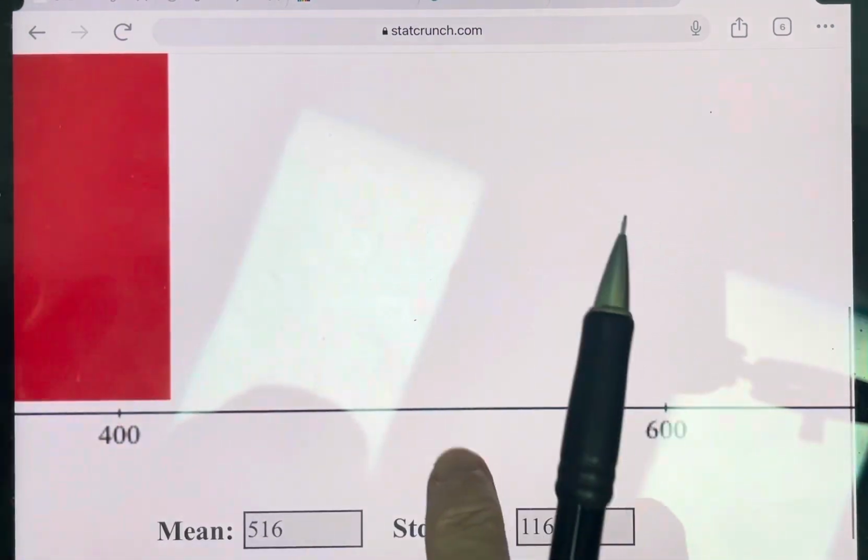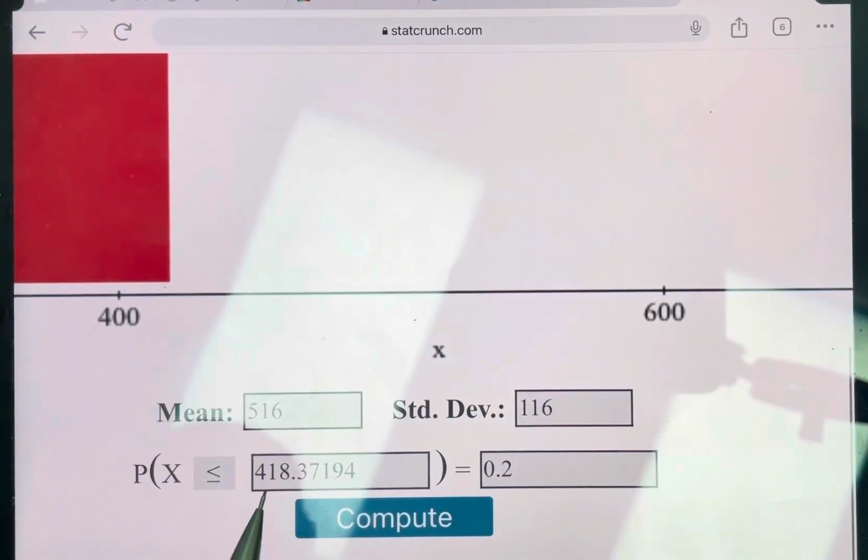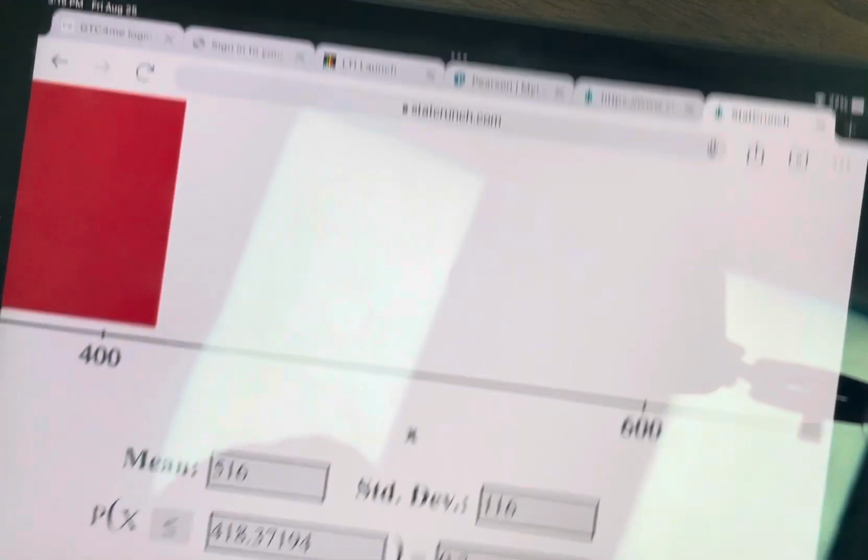And if we look down here, it tells us that the SAT score, rounded to the nearest whole number because that's how SAT scores are done, would be 418. So a student who scores 418 on the SAT math portion will be in the 20th percentile, which is right here, 0.2. Let's go back to our paper.